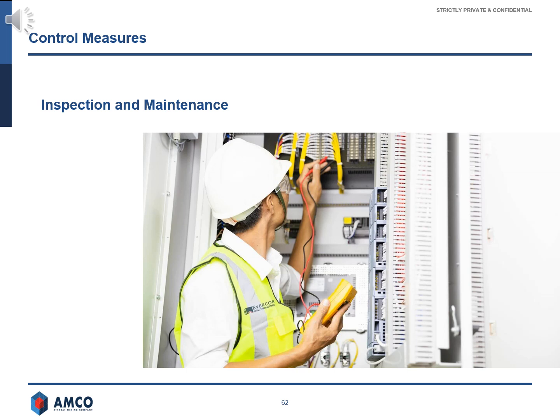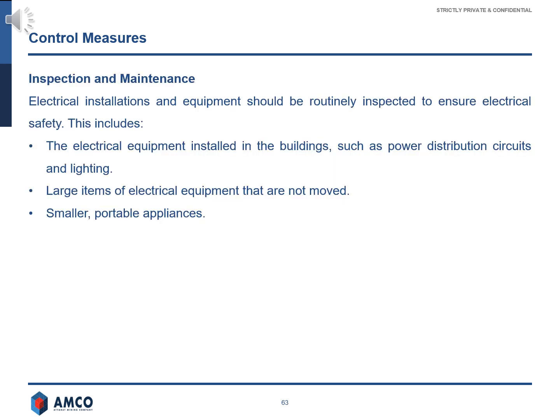Inspection and maintenance. Electrical installations and equipment should be routinely inspected to ensure electrical safety. This includes the electrical equipment installed in the buildings, such as power distribution circuits and lighting, large items of electrical equipment that are not moved, and smaller portable appliances.